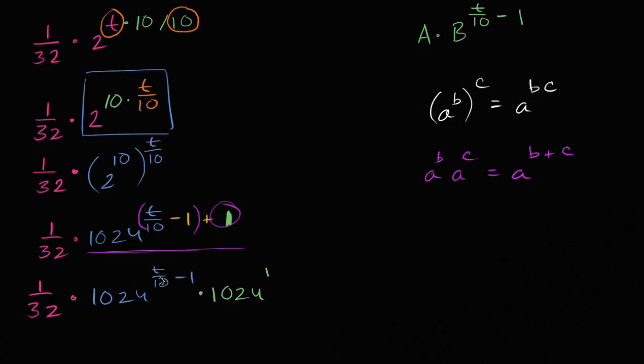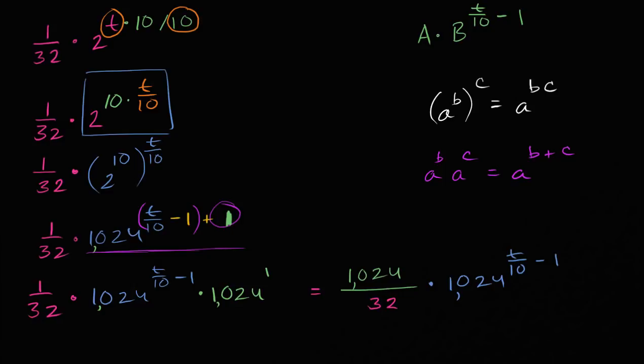We have the 1024 to the t over 10 minus 1. And now we just have to simplify. We can rewrite this as equal to, we could just bring the 1024 to the first power. That's just 1024. So that's going to be 1024 over this 32, let me do it in that magenta color, over this 32 times, home stretch, times 1024 to the t over 10 minus 1 power.